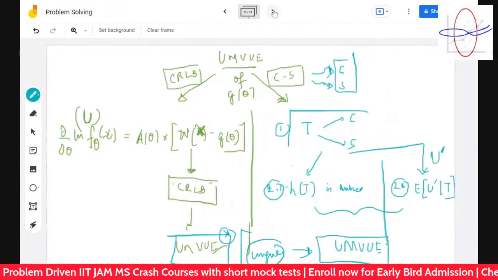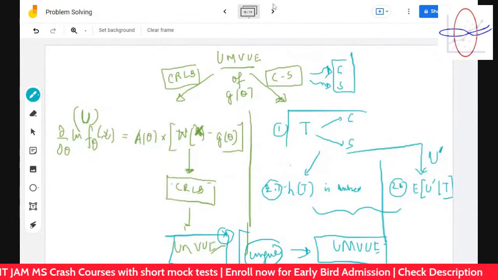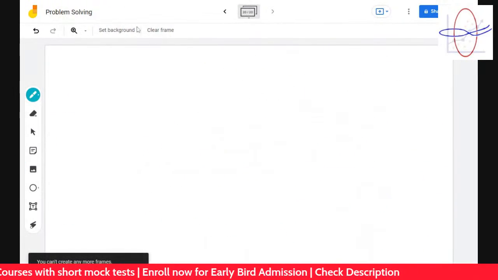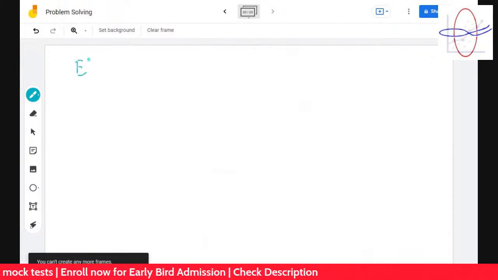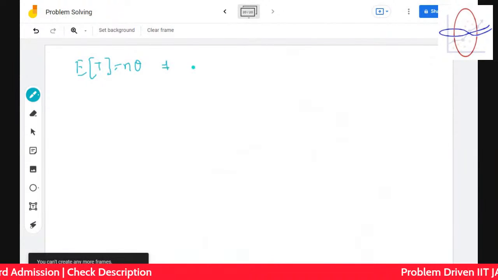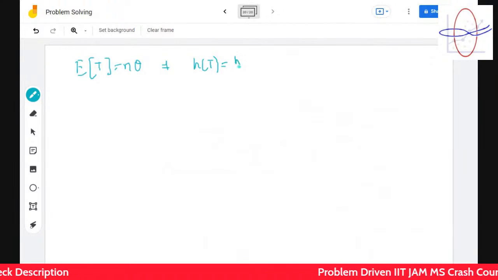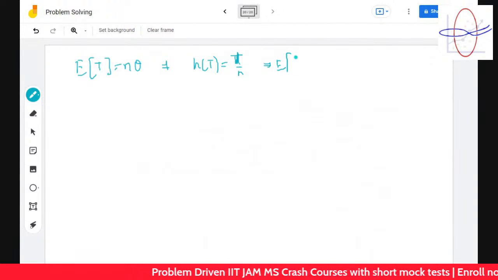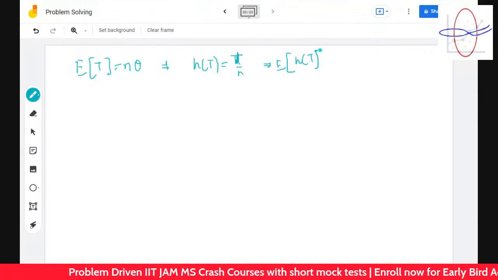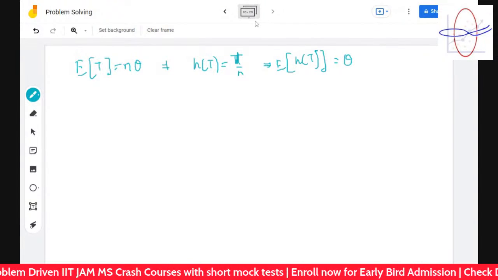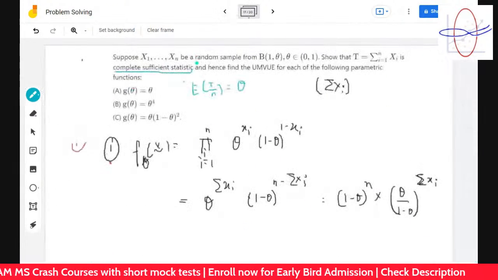So what I told you is we use this method, some g of t method. We have seen that expectation of t is n theta. So we found out an h of t, which is t by n, such that expectation of h of t is theta. So we have found out the first one.